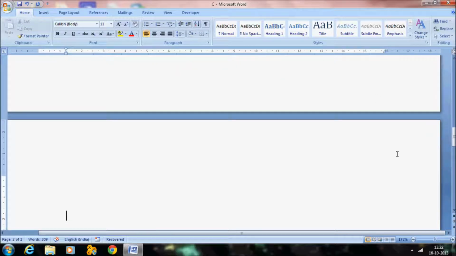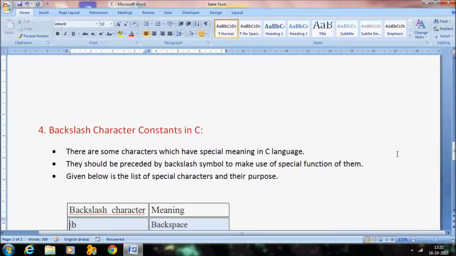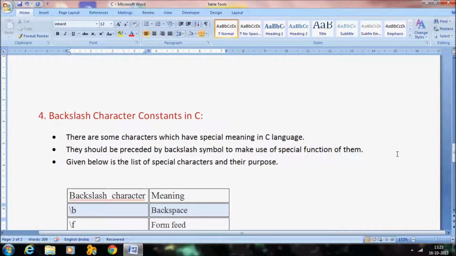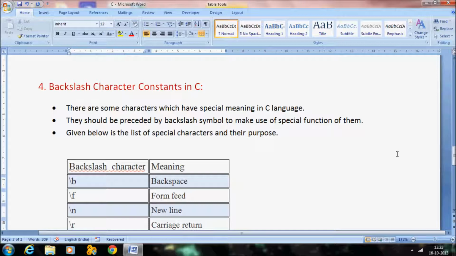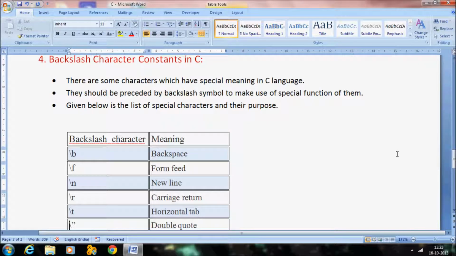Coming to the next constant, that is the backslash character constant. There are some characters which have a special meaning in the C language. You may not know that there are some characters with a special meaning. They are always preceded by the backslash symbol. So once we see that it is preceded by the backslash symbol, we consider it a backslash character constant. They perform a special function.